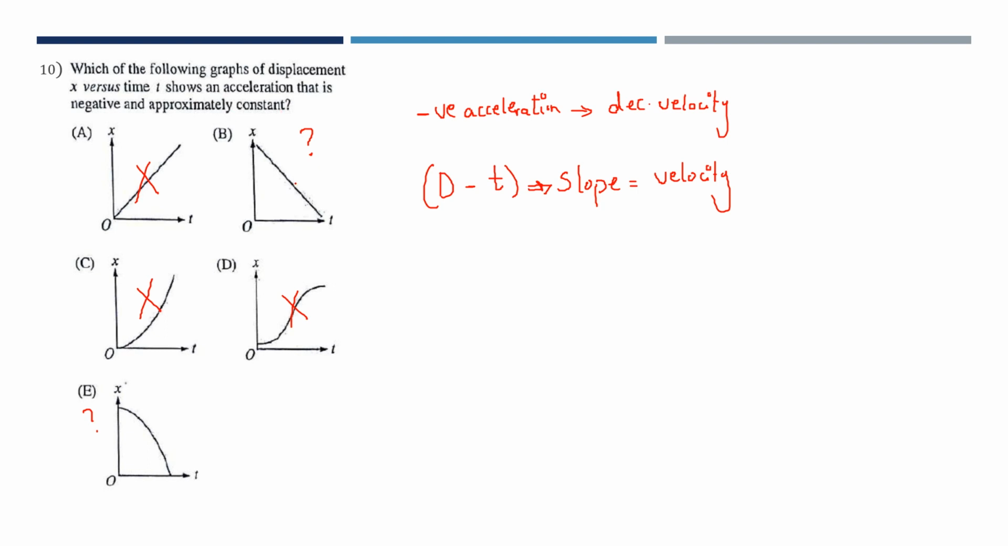The slope for graph B is constant, which means we have a constant velocity. The slope for E is not constant. The slope is changing at every point. So when we have a negative acceleration, we have a decreasing speed which is variable, not constant. We have variable speed, and variable speed means the slope is not the same at every point. So E is the correct answer.